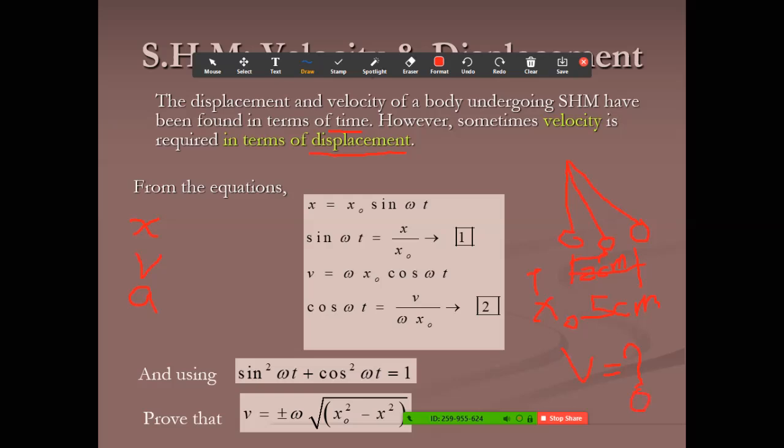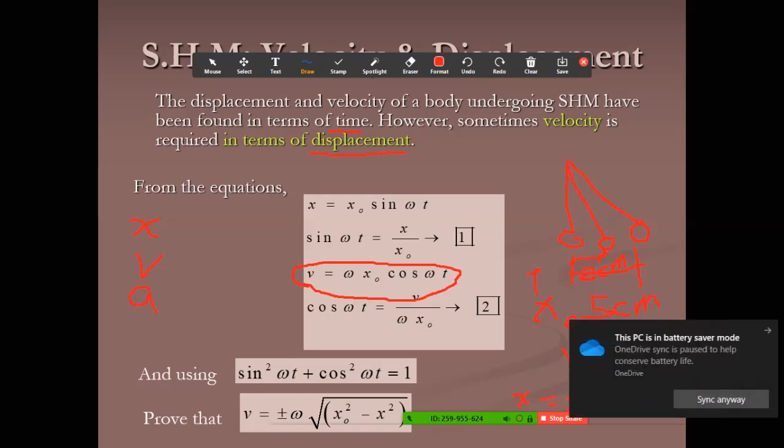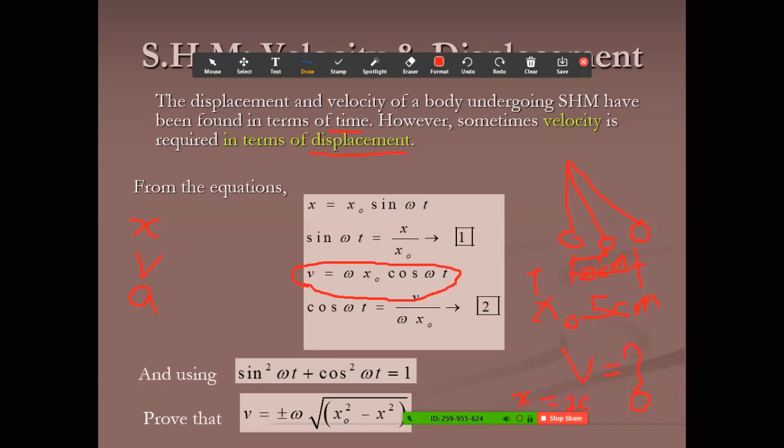So can you use the V formula, like your V formula, this formula, to find V when x is 2 centimeter? Can you find it? Okay, you can't find it. Why can't you find it using this formula? Because this formula is in terms of time. You give any time, you can find the velocity. But now we want the velocity at a given displacement.